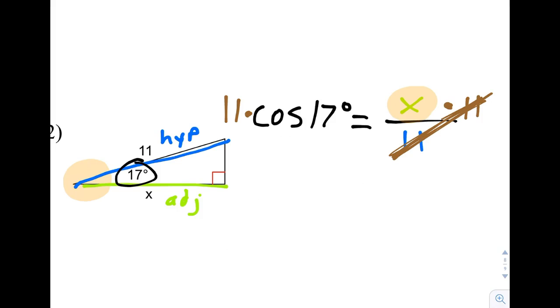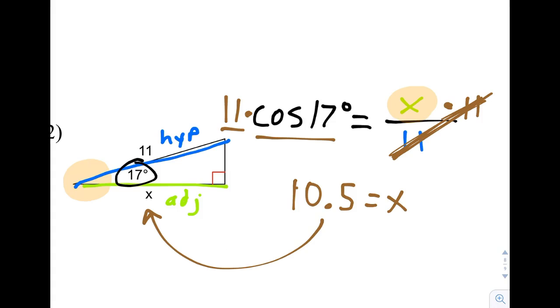On the other side, we have 11 times cosine 17. You can straight up type that into your calculator. 11 times cosine of 17. And it leaves you 10.51, which rounds to just 10.5. So this side becomes 10.5 equal to x. That means that we think that this adjacent side here is 10.5. Based on our picture, it looks like it's just a little bit less than 11. So 10.5 is probably going to be our winner.